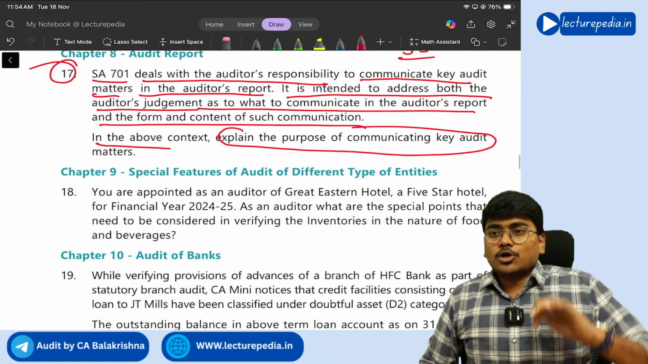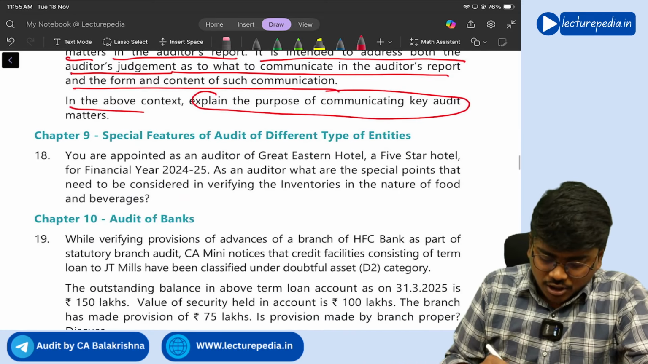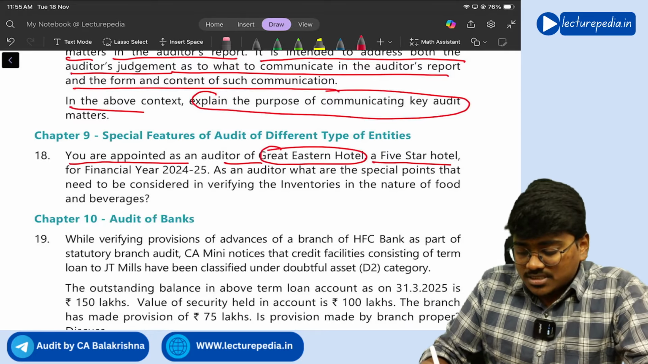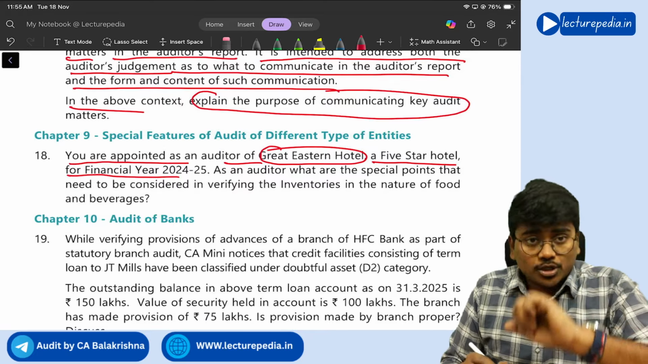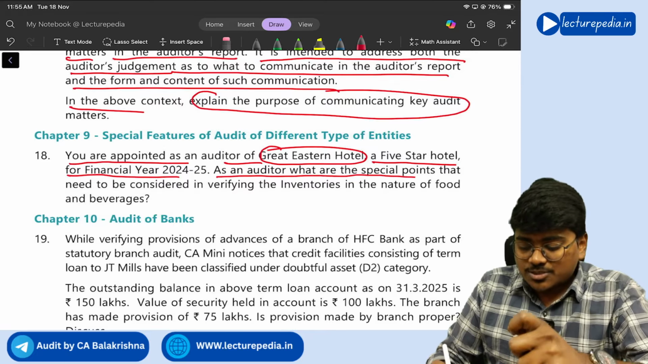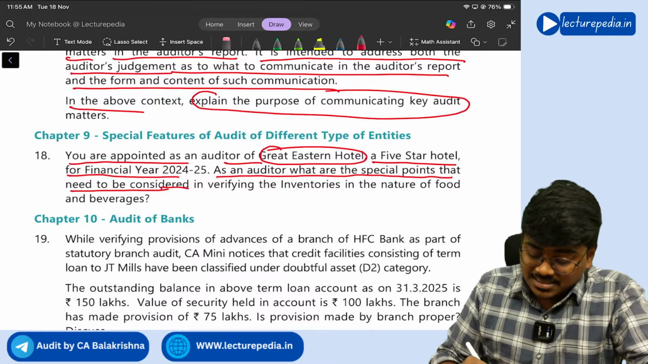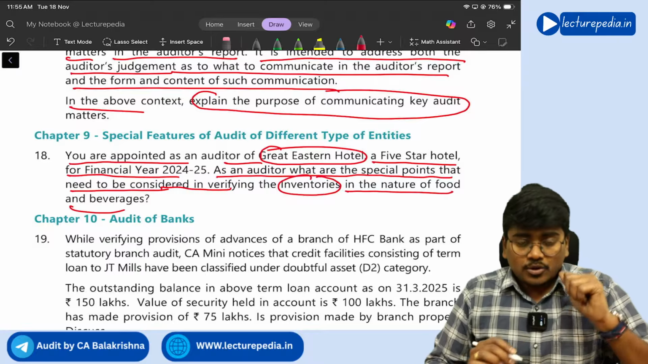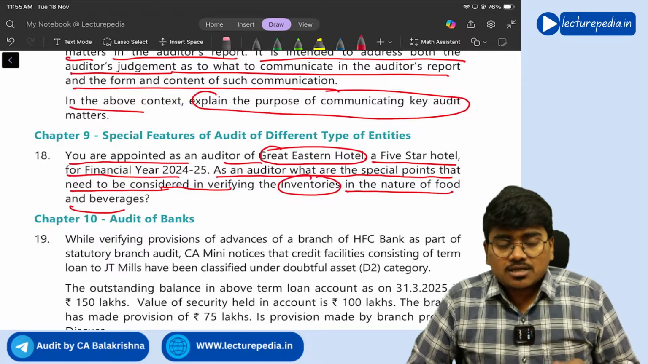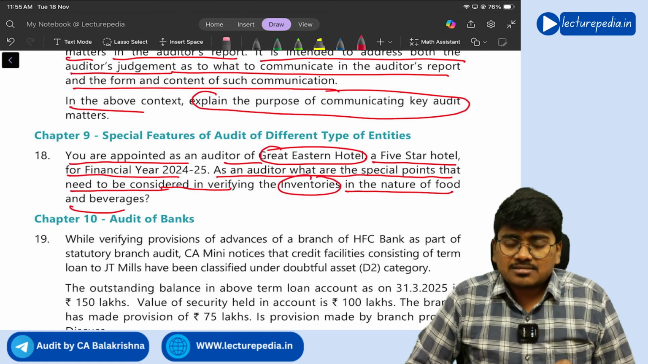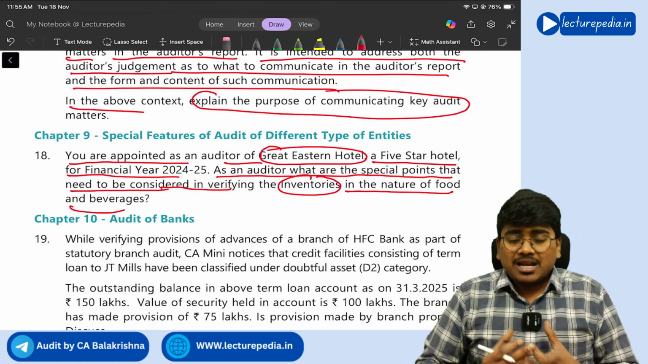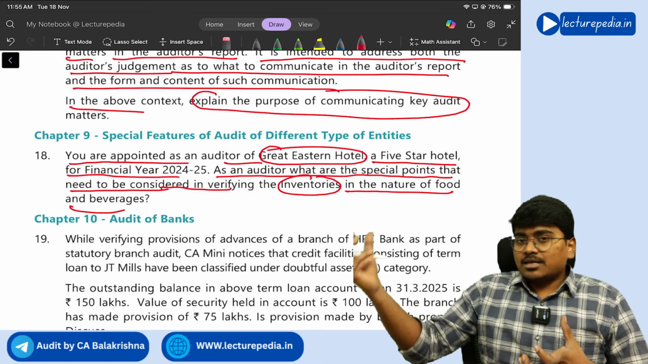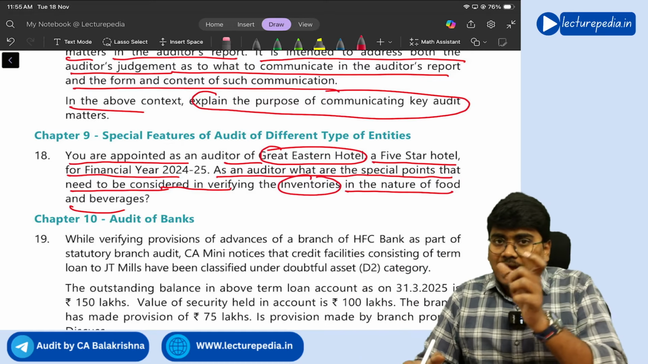Next, question number 18. You are appointed as auditor of a Great Eastern Hotel, a 5-star hotel for the financial year 24-25. As an auditor, what are the special points that need to be considered in verifying inventories in the nature of food and beverages? See, in case of hotel industry, the nature of food and beverage is such that they are easily portable and saleable. Portable and saleable means you can easily take them and you can sell them outside. So this term you need to write, portable and saleable.